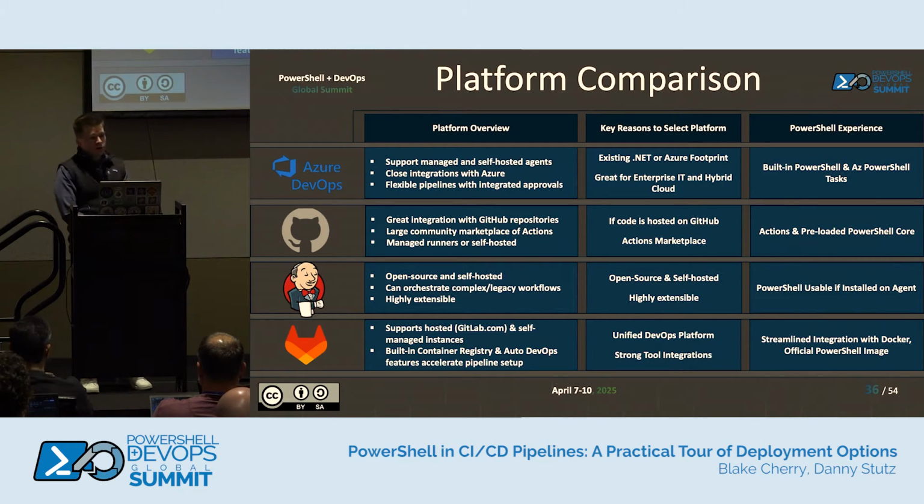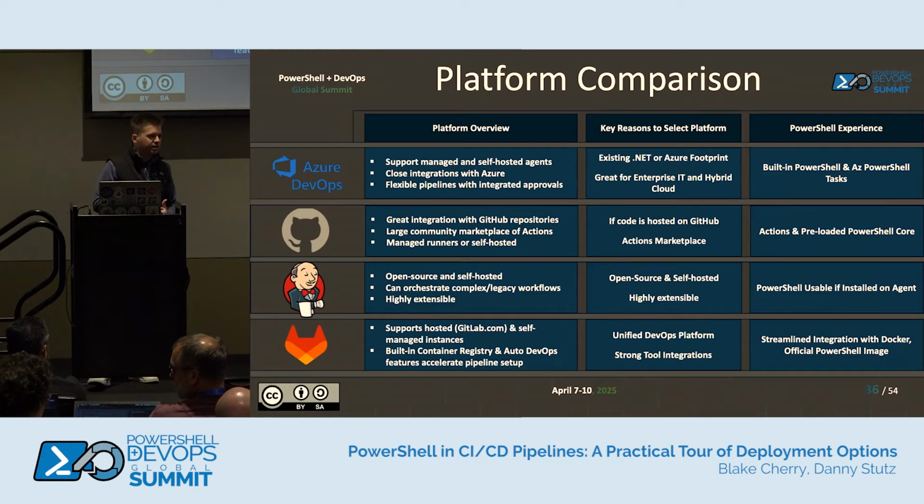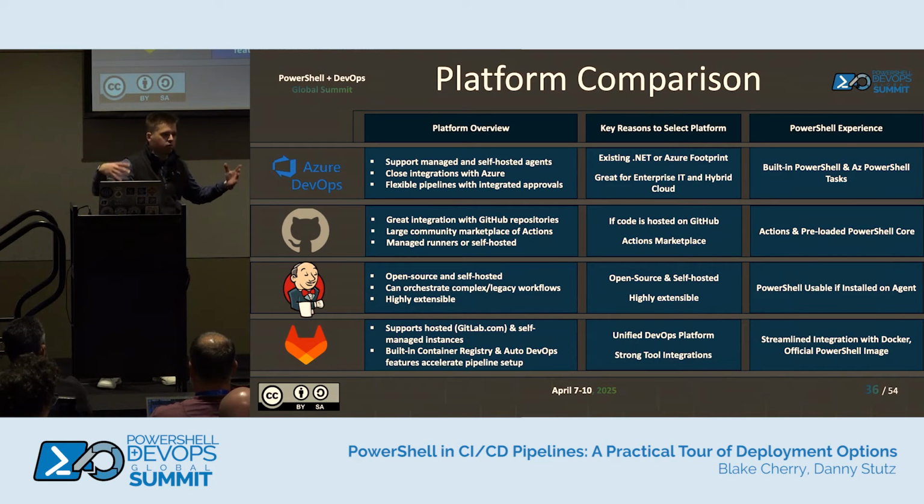The next platform on our list is Jenkins. Jenkins looks different than the other two in that it's open source and typically self-hosted. Jenkins is really a great fit in environments that either have strict security and compliance concerns, so they need to self-host their CI/CD platform, or if you need to orchestrate large, complex, or legacy workflows. With the extensibility, it being an open source platform, there's a lot that you can do with Jenkins if you have the teams that can support and build those integrations.